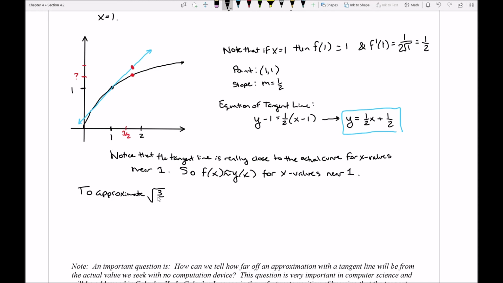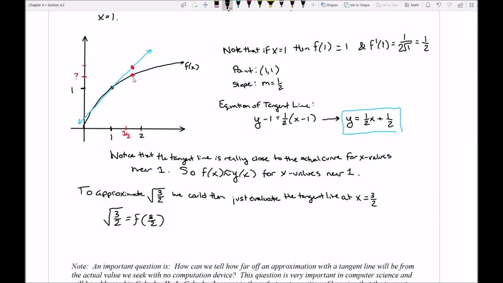Now this is really interesting, because what this means is that to approximate the square root of 3/2, we could then just evaluate the tangent line at x equals 3/2. So notice what I can say. The square root of 3/2 again is what I would get if I went to my original f(x) function right here and I plugged in 3/2.